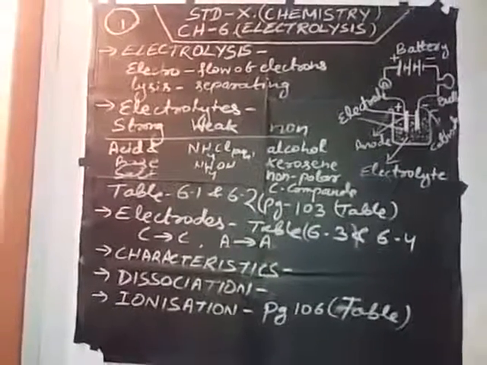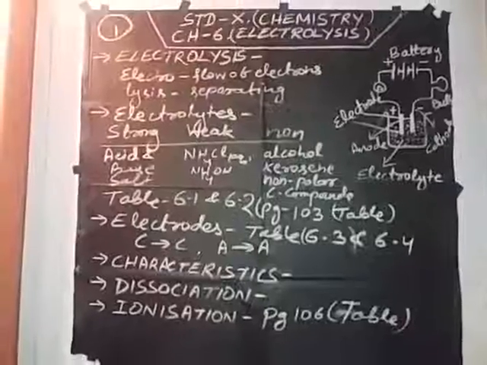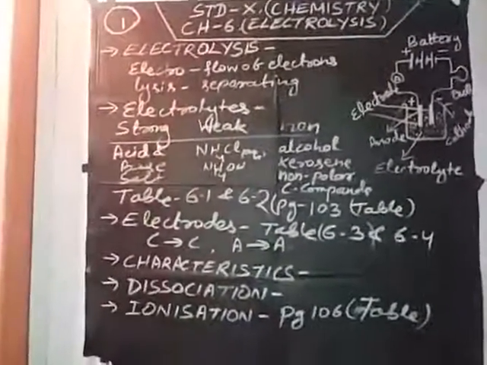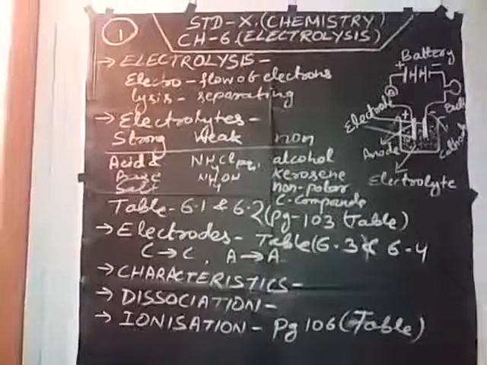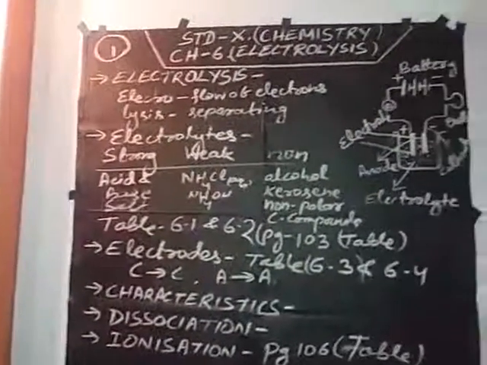The anode is an oxidizing electrode, or oxidation takes place at the anode, because there is loss of electrons at the anode but gain of electrons at the cathode. Then ions form in the electrolytic cell, and these ions are deposited by the C to C, A to A rule.